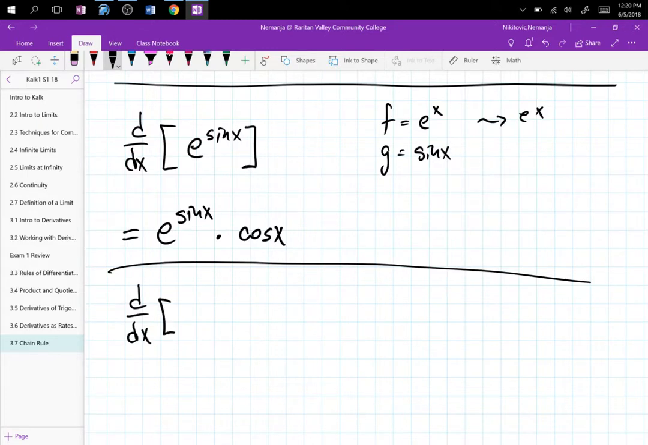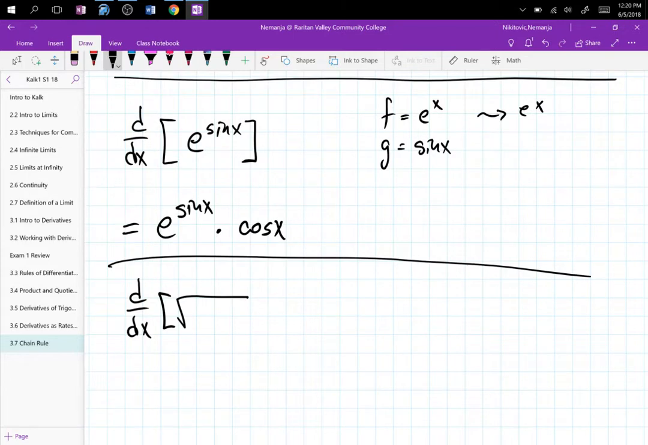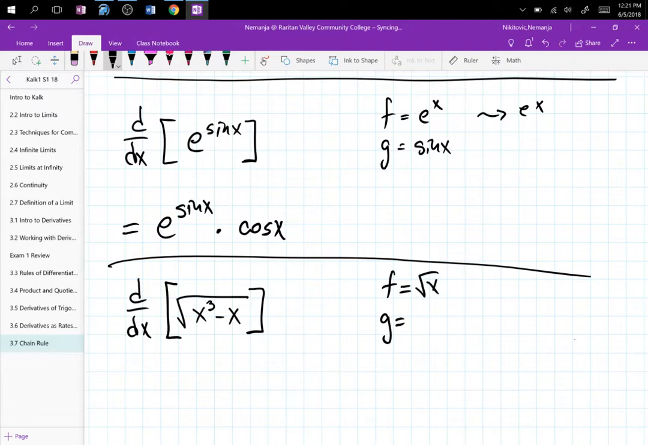This one. So let's start with the derivative of something that is going to be good. Square root of x cubed minus x. Square root of x cubed minus x. Again, I'm going to ask for an f and a g. What do you think f would be? Very good. Square root of x. Nice. And how about g? X cubed minus x. Very good.